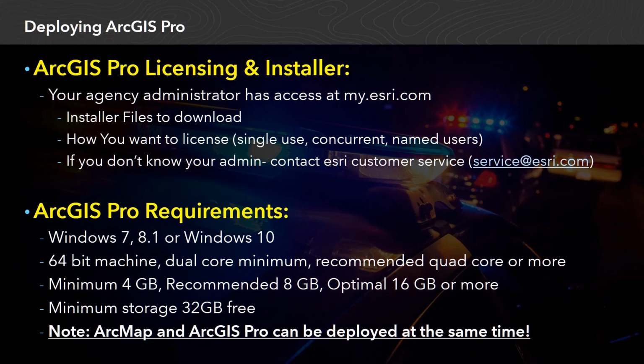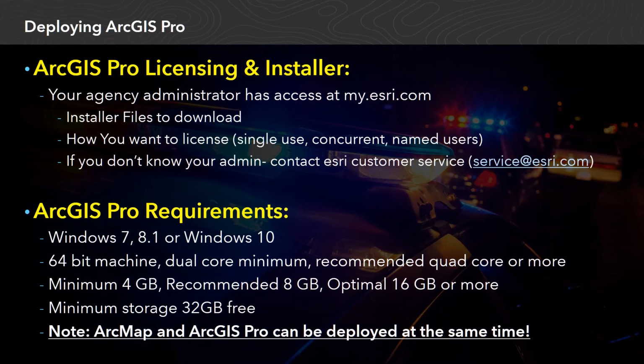A couple of things for folks doing government work that are always considerations around hardware. ArcGIS Pro does require Windows 7 or higher. You need to have a 64-bit machine. It's a 64-bit app, so it needs to have a 64-bit machine. You really need to have at least 4 gigs of RAM to work with it, but you really should have 8 or more. And you need to have 32 gigs of storage minimum available for it.